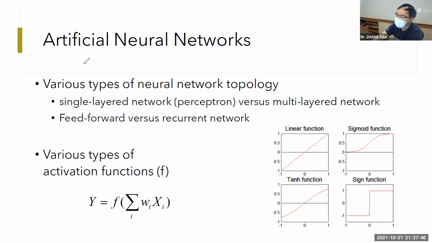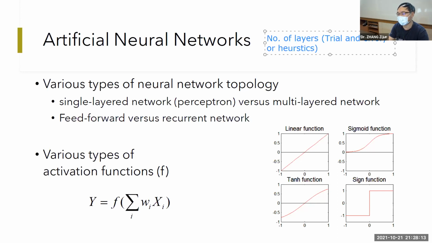So to develop a neural network model, you need to do a number of things. You need to determine the number of layers. You usually do trial and error or heuristic, because deciding the number of layers is kind of NP hard. Then the number of nodes in layers. The input and output layer, you know.